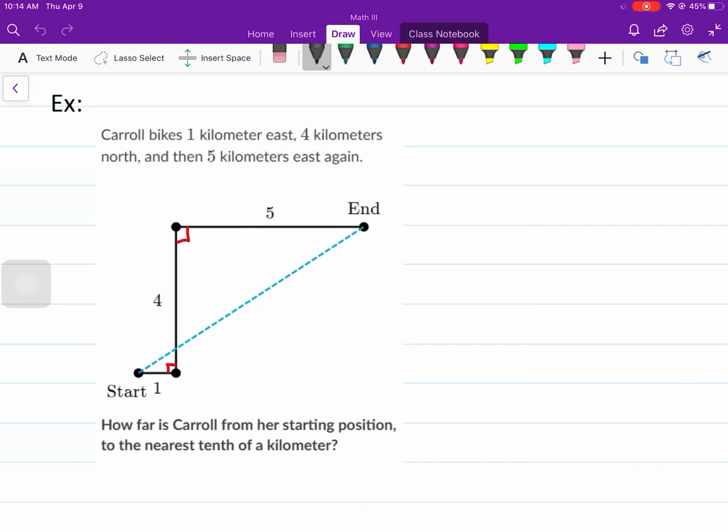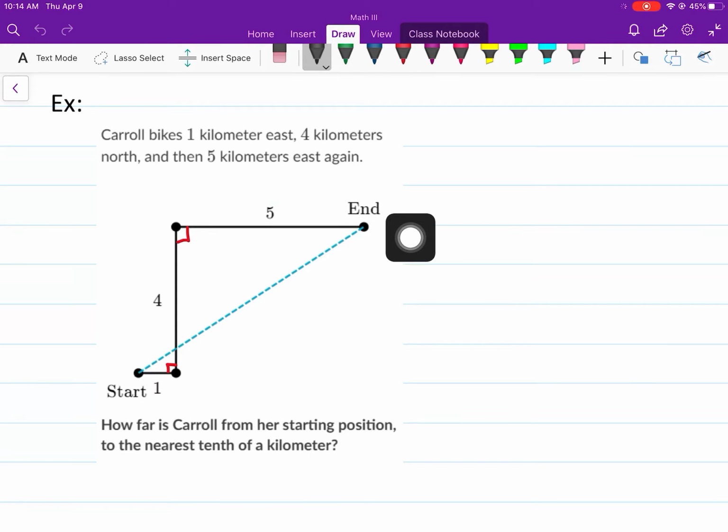In this section, we're going to be taking the Pythagorean theorem up to the next level by taking it into some word problems. So Carol bikes 1 kilometer east, 4 kilometers north, and 5 kilometers east again. So her total distance that she travels is 1, and then 4, and then 5. And then it's asking how far is Carol from her starting position.